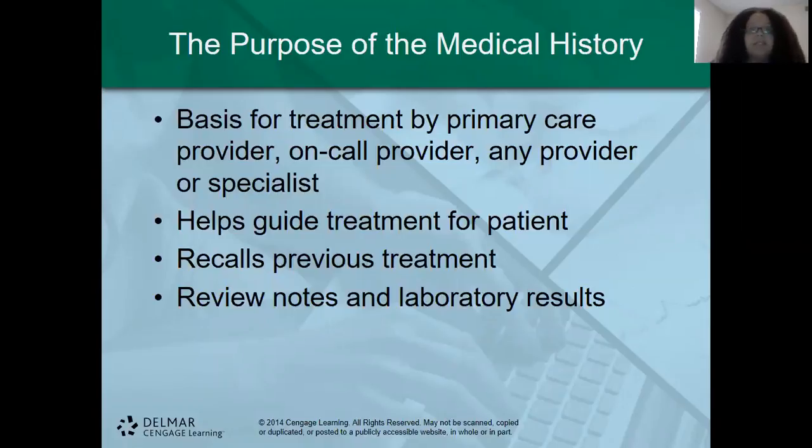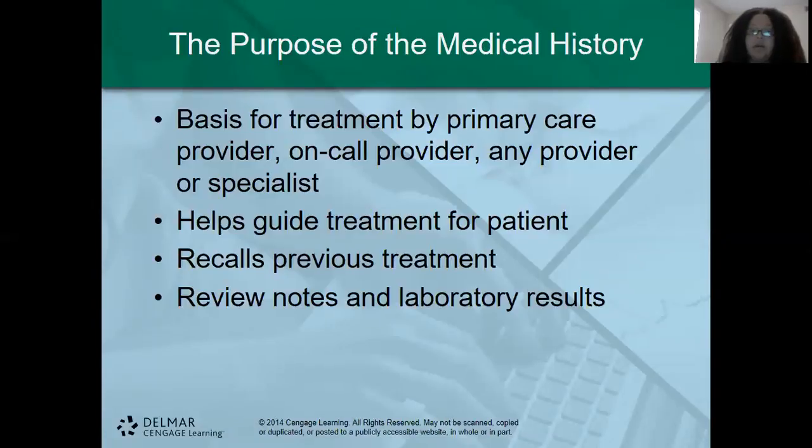The purpose of it is just to give us a basis of treatment by the primary care provider or any provider really, on-call provider, a specialist, anyone that's providing care. It helps guide the treatment for the patient. It also recalls previous treatment, so you'll notice medical histories for at least a year or longer if you look at the patient's chart. The reason being is they need to update that every year. And it also reviews notes and laboratory results. So those are some of the purposes of a medical history.